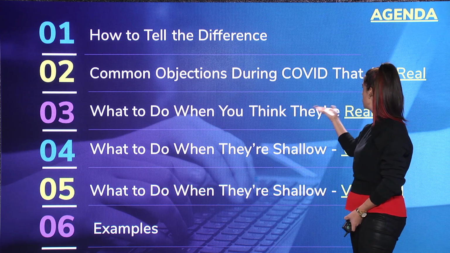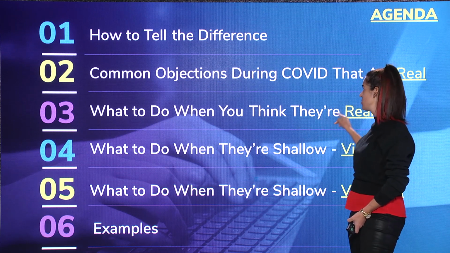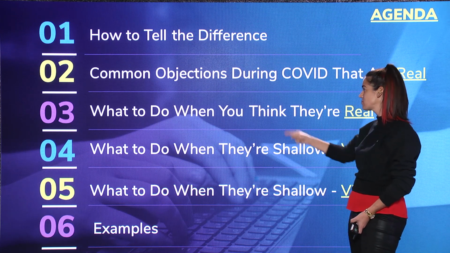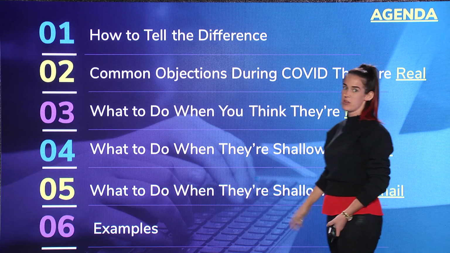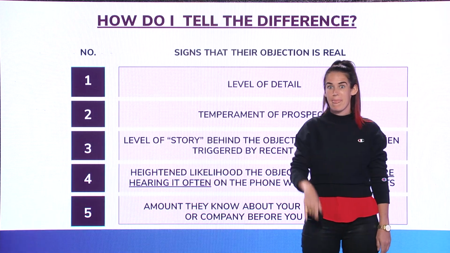Number 3, what to do when you think they are real. Number 4, what to do when you think they're shallow over call. Number 5, what to do when they're shallow via email. And then I'll give you some examples. So let's start with how you can tell the difference between the two.